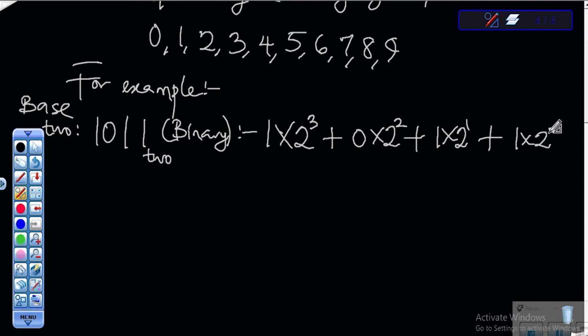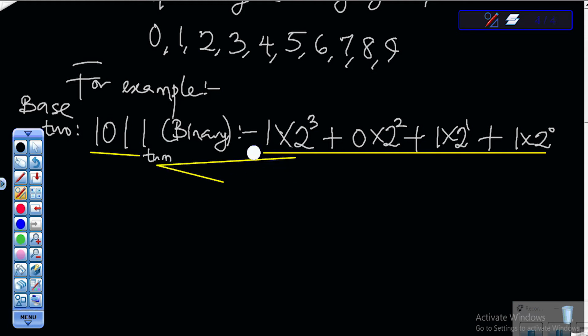I would like to take you through this just to remind you of a few things that you might have forgotten. This is the main value of this figure, 1011 base 2. But you will observe something is being repeated when I'm writing out the value, which is 2. So this base 2 here has really been working.